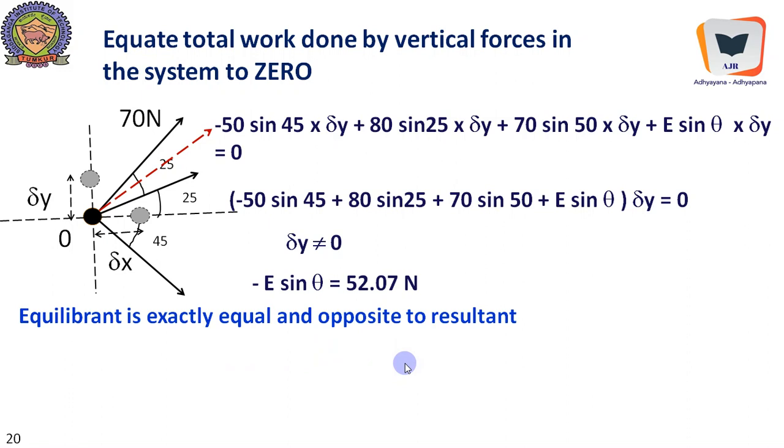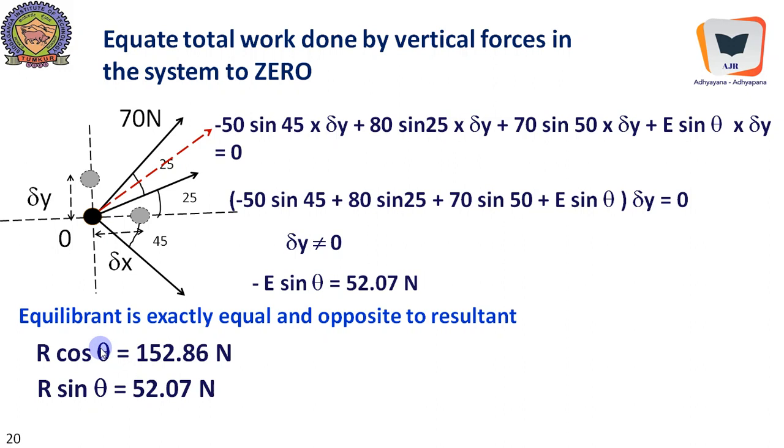Now, equilibrant is exactly equal and opposite to the resultant. Magnitude is same, but direction is changed. Therefore, it is as good as telling r sine theta equal to minus e sine theta. Therefore, r cos theta, the previously obtained value, r cos theta equal to 152.86, r sine theta equal to 52.07. And we know that r cos theta, the sum of the horizontal component of all the forces, is nothing but the horizontal component of resultant also. So vertical component of the resultant is nothing but sum of the vertical components of all the other forces. But anyway, we started with equilibrant, which got its negative sign, and we will make it positive and replace it by R, because resultant is equal in magnitude, opposite in direction.